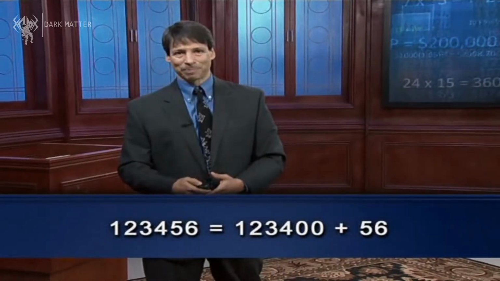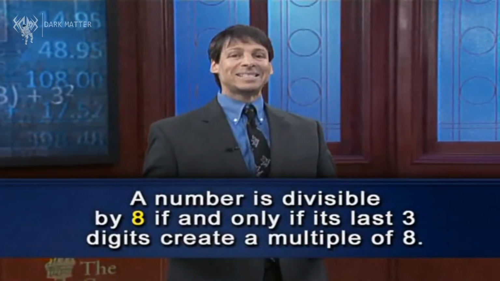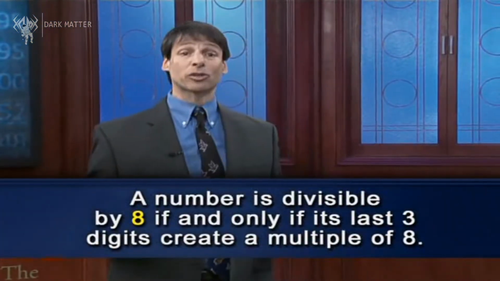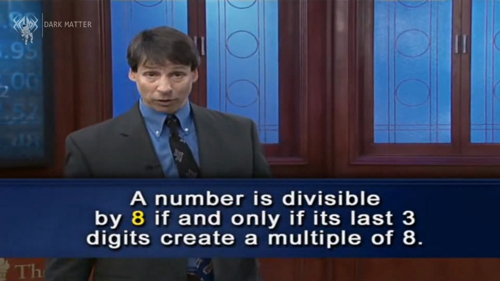By the same logic, a number is divisible by 8 if and only if its last 3 digits create a multiple of 8. Is 123456 a multiple of 8? Well, it depends on whether or not 456 is a multiple of 8. And since 456 is a multiple of 8, it's 8 times 57, then so is the original number.